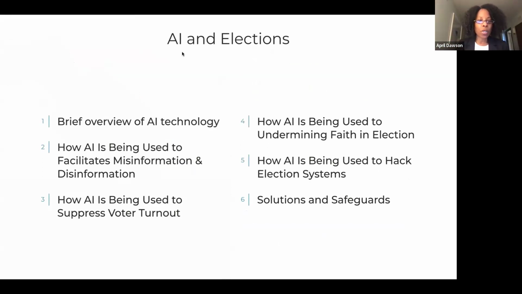We're going to give a real quick overview of AI technology, and then we're going to talk about how AI is being used to facilitate misinformation and disinformation when we're thinking about the election and campaigning. Also, how AI is being used to suppress voter turnout, how AI is being used to undermine the faith in our elections, and how AI is being used to hack election systems. And then, to not end it on a negative note, we'll talk about solutions and safeguards that we can employ to make sure that the benefits of AI are exploited while the challenges and threats are mitigated.